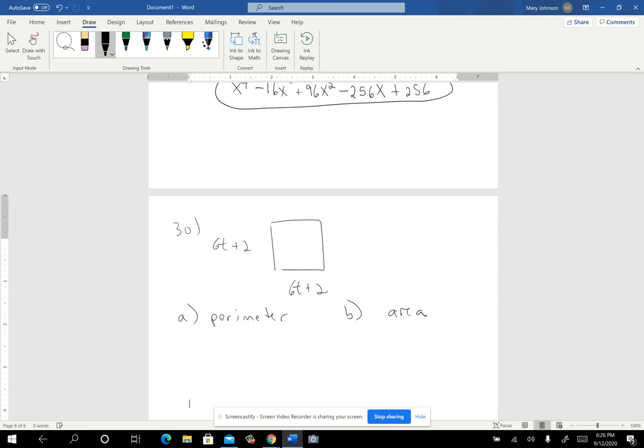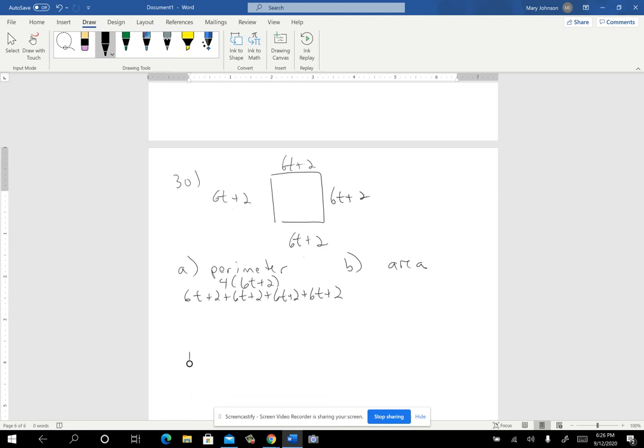Okay, so for the perimeter, that's just adding up all the way around. So every side would have been that long. So the perimeter of a square would just be taking 6t plus 2 and adding it all the way around. You can literally write that 4 times. Or you could have been thinking, I'm just going to do 4.